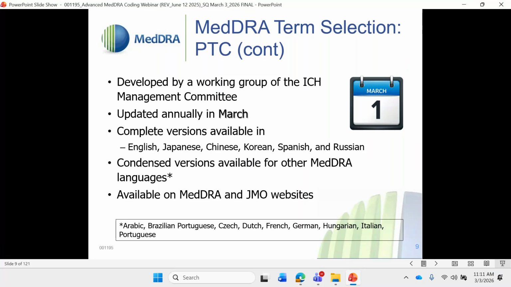Now, where can you find this? This is available on our MedDRA website, and you can also access it from the MedDRA browser. And you can also find it at the JMO website, which stands for the Japanese Maintenance Organization. Okay, let me just demonstrate for you how to find this PTC document.